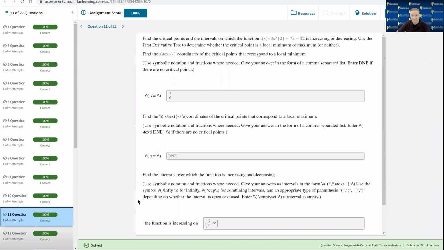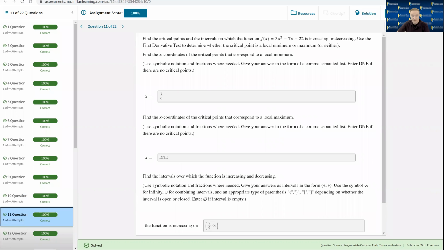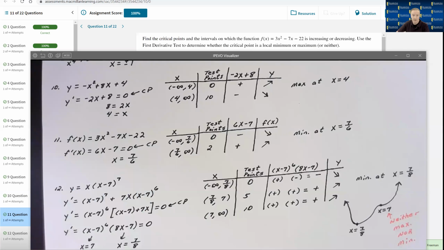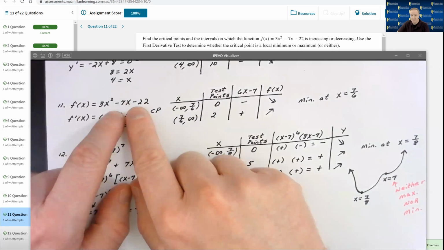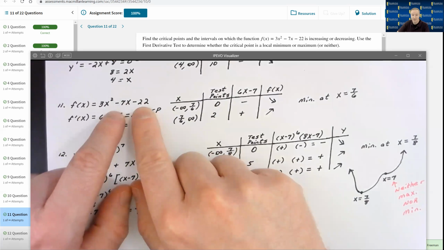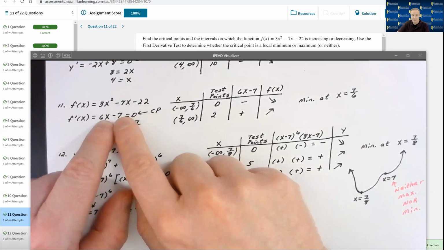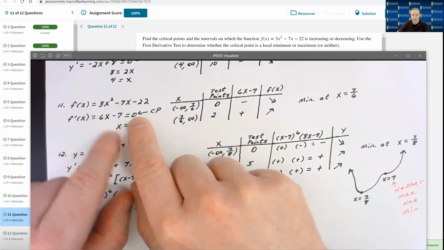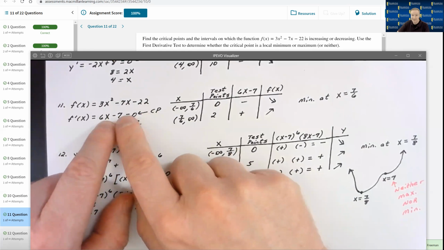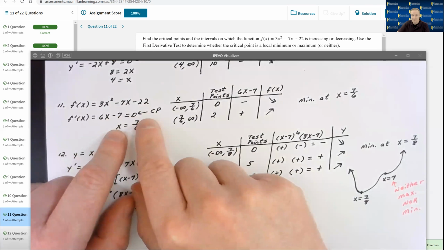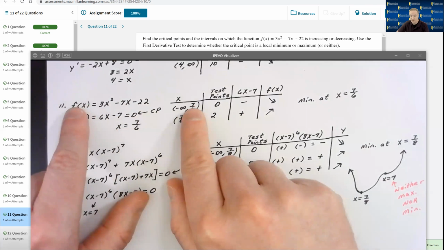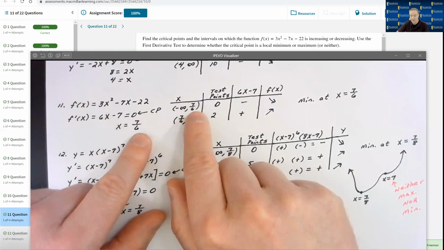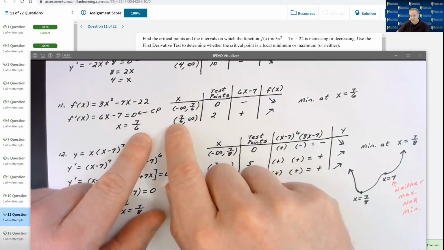For question 11. So in this one, it's asking a little bit more. It still gives me a quadratic, so it should be pretty quick and pretty easy. I have f of x is equal to 3x² minus 7x minus 22. I take the derivative, 6x minus 7, just power rule. Set that derivative equal to 0 to find my critical points, and I would get 6x is equal to 7, so x is equal to 7/6. I break up the domain of the original function with 7/6. So I go from -infinity up to 7/6, and then from 7/6 to infinity.